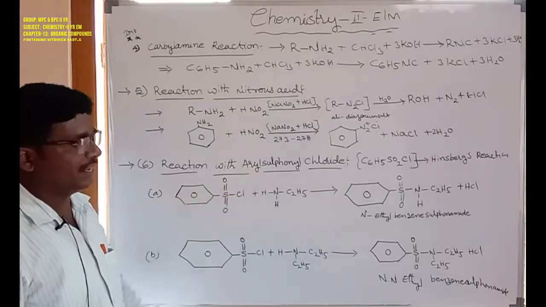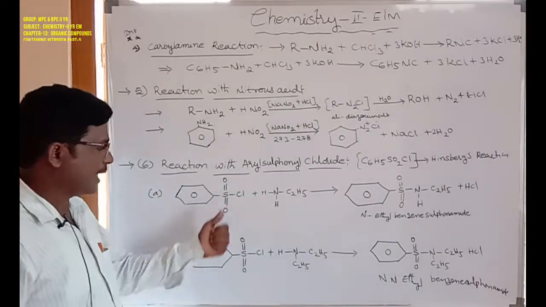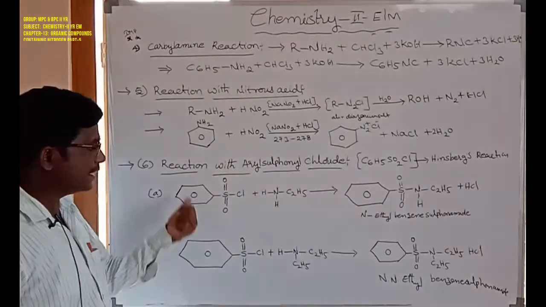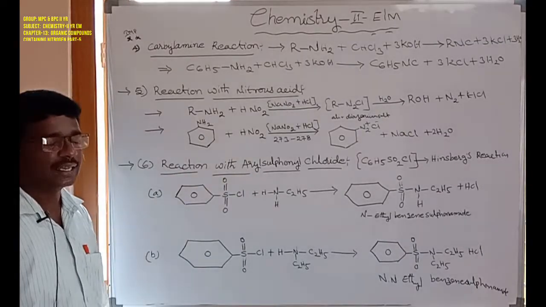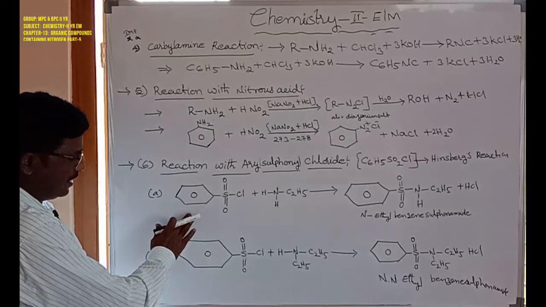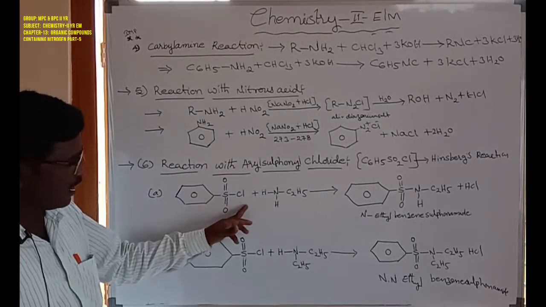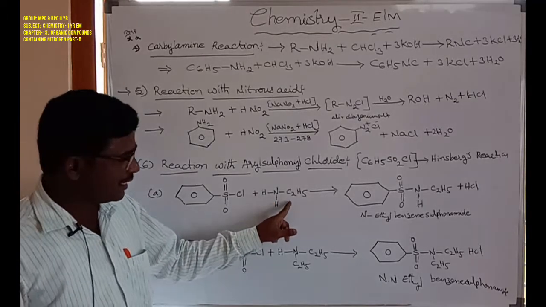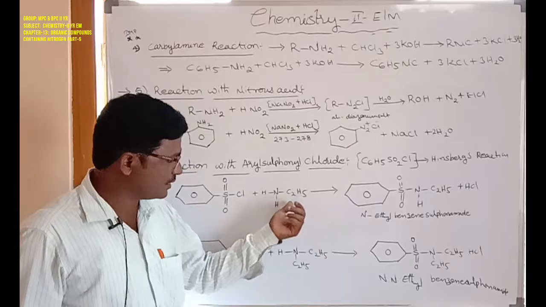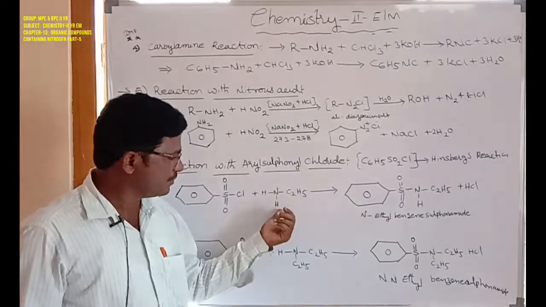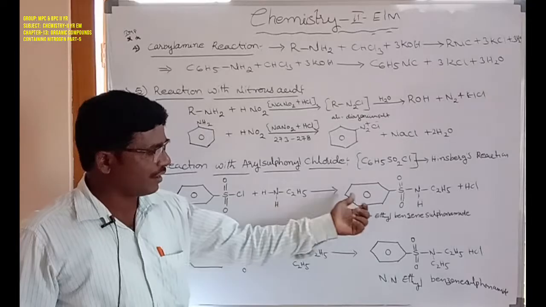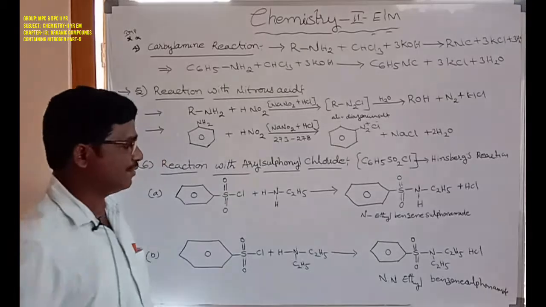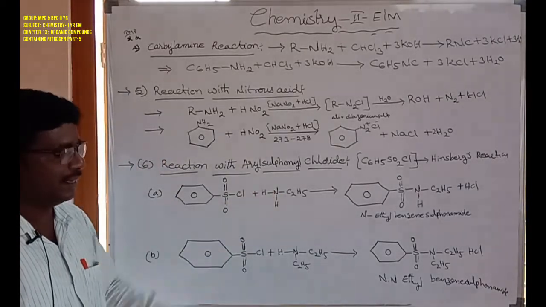Benzene sulfonyl chloride reacts with primary amines and secondary amines. This is the reaction with aryl sulfonyl chloride. First, benzene sulfonyl chloride, or aryl sulfonyl chloride, is treated with ethylamine, a primary amine, which forms N-ethyl benzene sulfonamide.